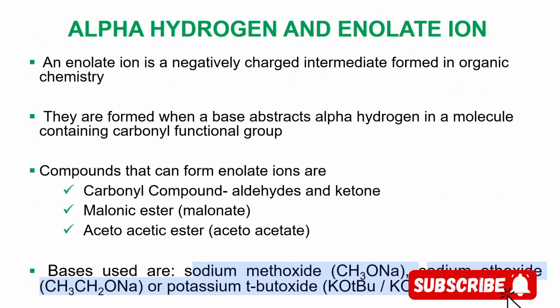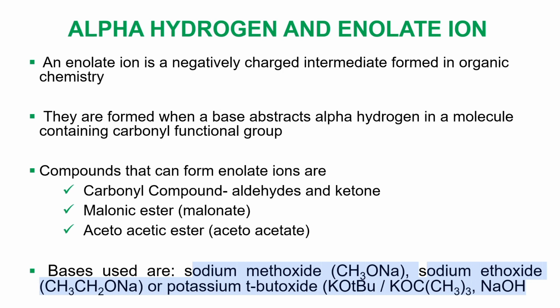This alpha hydrogen is very important because it is essential in the formation of the enolate ion. An enolate ion is a negatively charged intermediate formed in organic chemistry, meaning it is a precursor for the preparation of other compounds. They are formed when a base abstracts this alpha hydrogen in a molecule containing carbonyl functional groups.